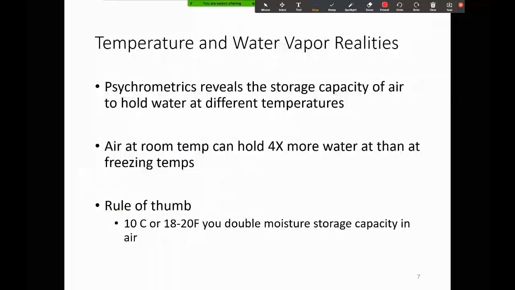All right, so temperature and water vapor realities. Psychrometrics reveals the storage capacity of air to hold water at different temperatures. You can hold 4 times more water at room temperature than at freezing, at 32 degrees Fahrenheit or 0 degrees Celsius. So warm air has more energy in it, right? The molecules are vibrating faster and they're further apart. The same is true for water molecules, the moisture in the air. It has more energy, it's further apart, so it's less dense. When water vapor cools down, it becomes dense. When air cools down, it becomes more dense. And when moist air cools down, it becomes more dense. The molecules get closer together.